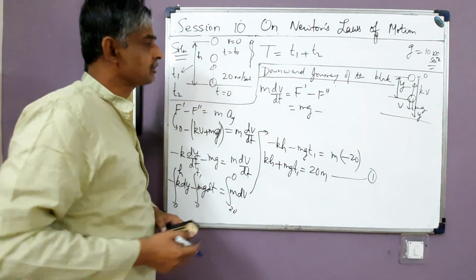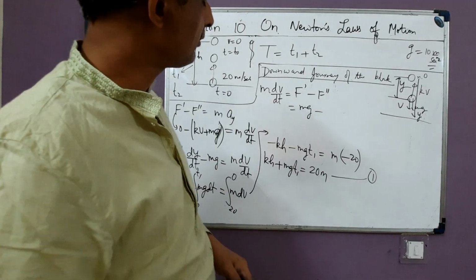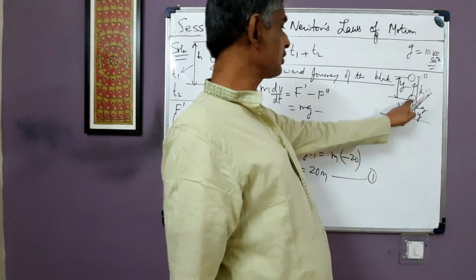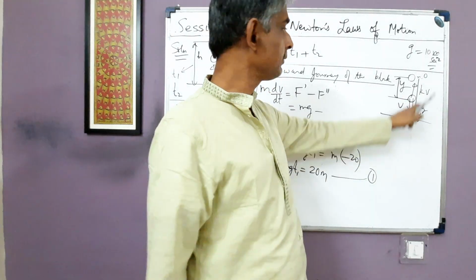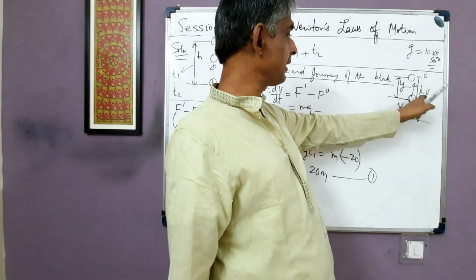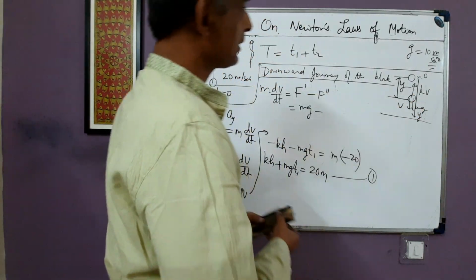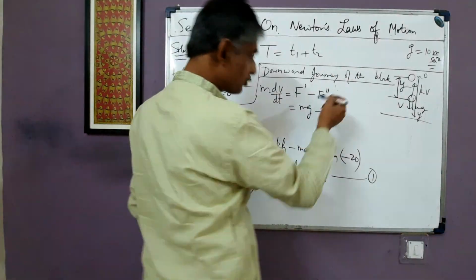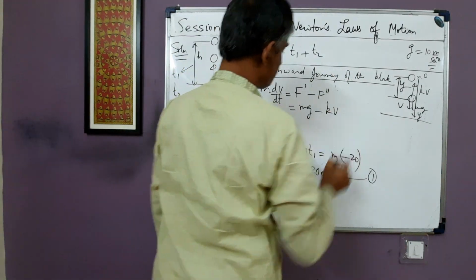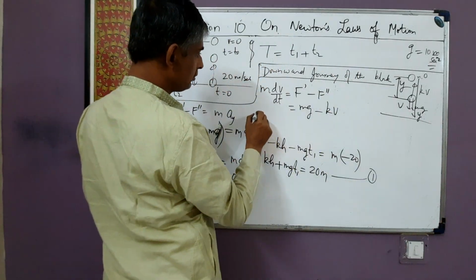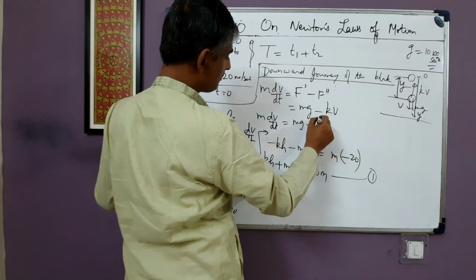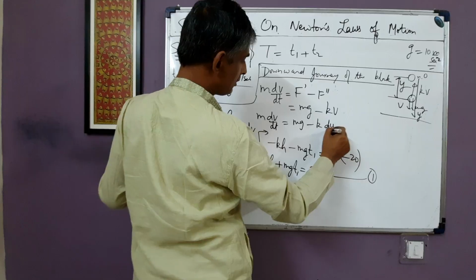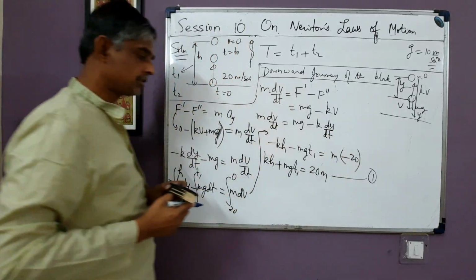And what is F''? F'' is the sum of the magnitudes of components of all the forces on the block in the downward direction which make an obtuse angle with the downward direction. There is only one such force, kv, which makes a 180 degree angle with the downward direction. So the magnitude of that component becomes kv. Now I write this in this way: m dv by dt equals mg minus kv, where v becomes dy by dt.